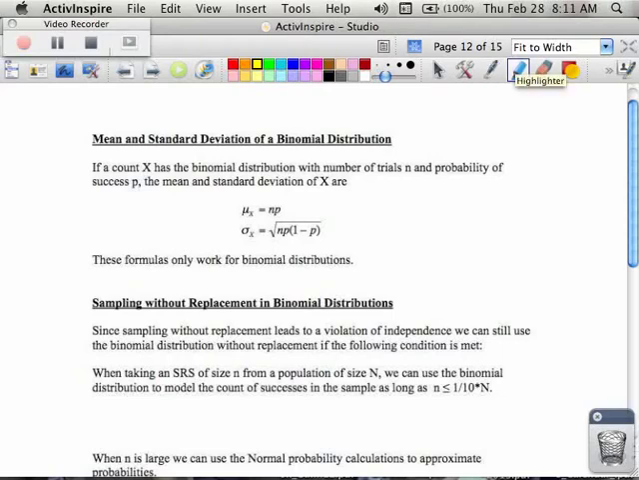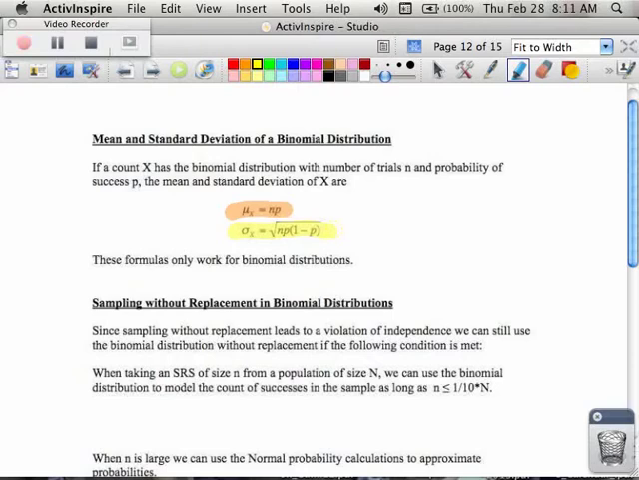They define the mean in this case to be the n, the number of trials, times p, the probability of success. And then the standard deviation is very similar. They talk about the standard deviation being the square root of the n times the p times the 1 minus p. Now that looks really confusing, but really it's almost exactly like the mean, except you do the success and the failure together.